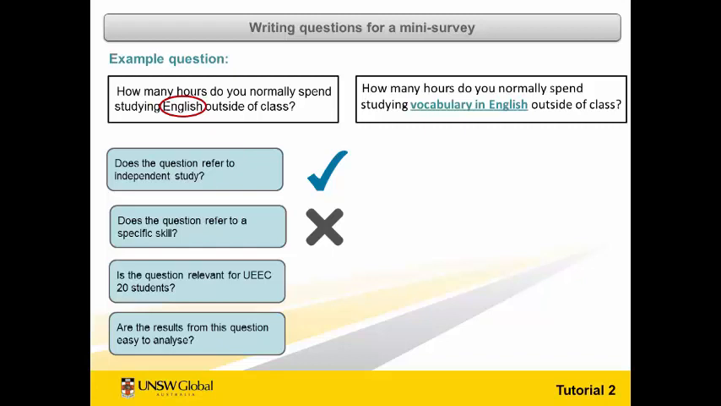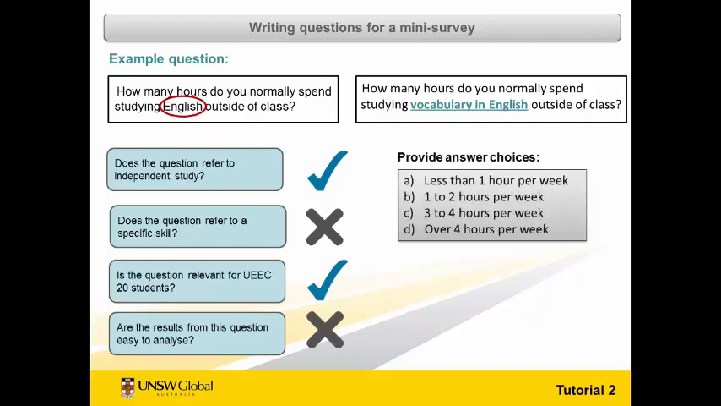What about the relevance? Is this question relevant for a UEC 20 student? Well, of course it is. And finally, are the results from this question easy to analyze? Well, again, like the previous slide, we saw that when we have a question like this, there's an infinite number of answers. So in order to make our results easier to analyze, we can change this question into a multiple choice question and provide answer choices such as this. In this way, we have a specific answer and we have a specific time period by referring to per week.